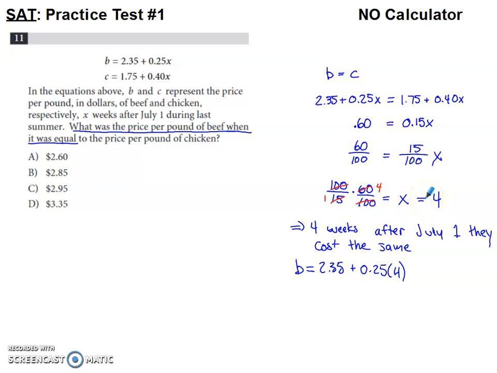So sometimes when you get a number, you think, all right, well, I have the answer to the question that I'm asked. In this case, the question that we're asked is, what was the price per pound of beef? So now we have to take this value of x, 4, which is a number of weeks, and we have to plug it in to the equation that represents the price per pound of beef. And if I do that, 0.25 times 4 is $1, and then 2.35 plus $1 is going to give us 3.35.